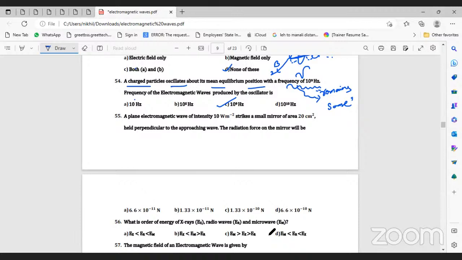And also remember, frequency is the characteristic of the electromagnetic wave. Velocity or wavelength is not the characteristic of the electromagnetic wave. Frequency is the characteristic of the electromagnetic wave. So whenever the electromagnetic wave is moving from one medium to another medium, there will be no change in the frequency. So the frequency of the electromagnetic wave will be 10 power 9 hertz. So that is option C.